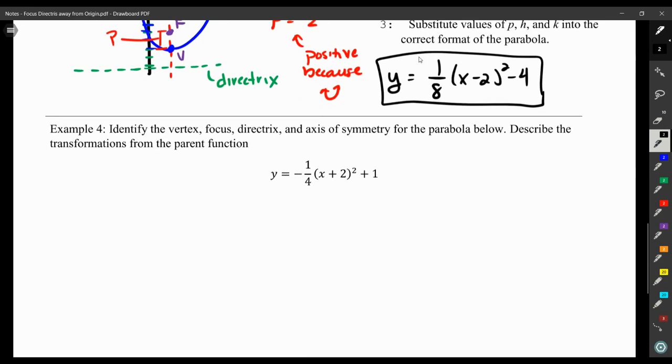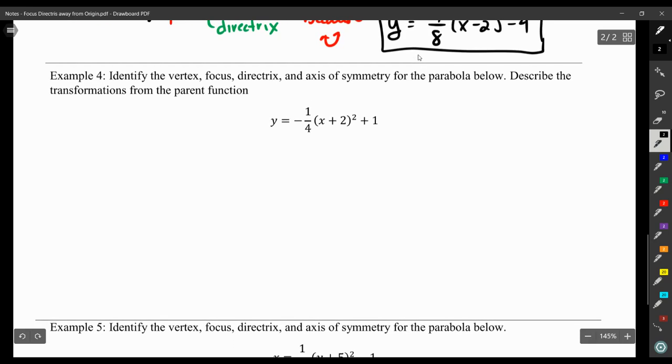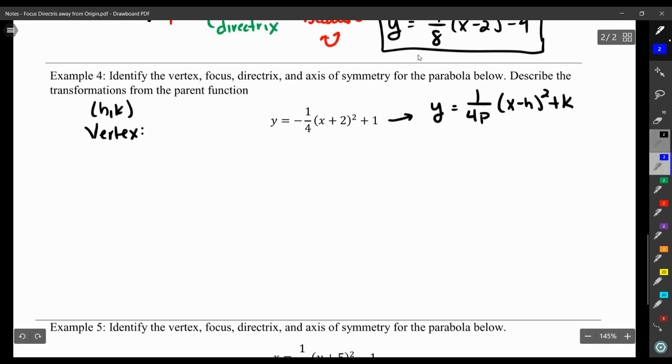For example 4 and 5, we're going to work backwards. We're going to identify the vertex, focus, directrix, and axis of symmetry from the equation. So now we're working in the opposite direction. So first, I notice that this is y equals. So I know that the layout had to come from y equals 1 over 4p times x minus h squared plus k. Well, this is basically vertex form. So I can very easily find the vertex from here. So I'm going to list that on the right. So my vertex is, remember that this is always h comma k. And if I follow my layout, this is the h and this is the k.